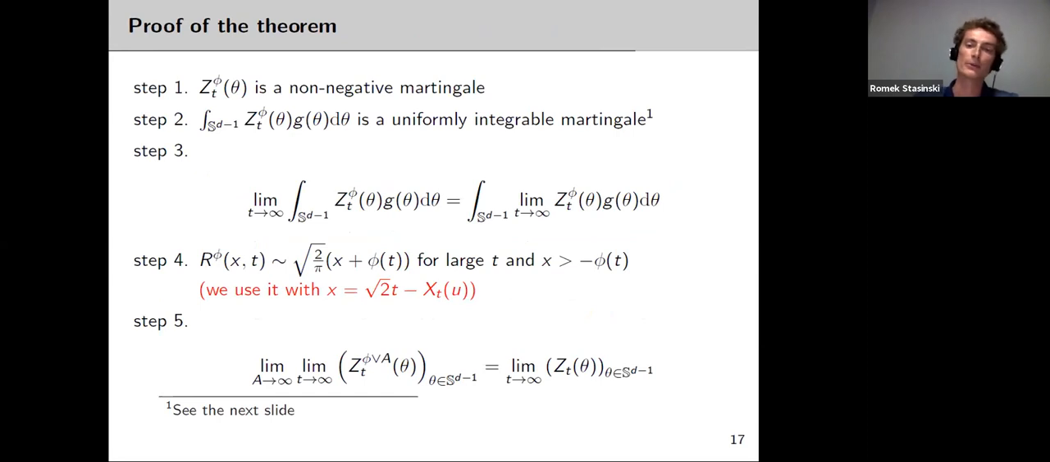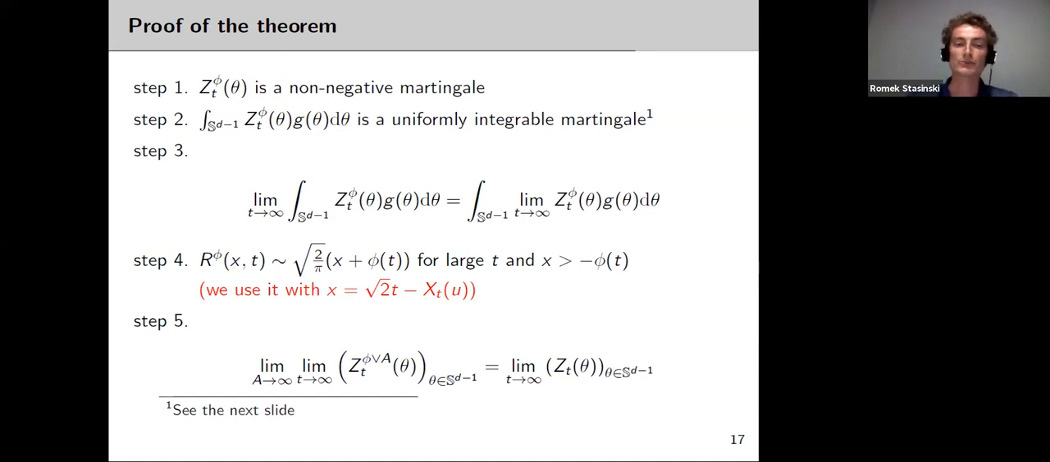Okay, so now we are ready to present the main proof, which consists of 5 main points. First of all, we show that Z_t^phi is indeed a non-negative martingale. Then we look at the scalar product of Z_t^phi with any fixed function g. We can assume without loss of generality that function g is positive. So we look at the scalar product and we prove that it is a uniformly integrable martingale. In step 3, we use the fact that this is a uniformly integrable martingale to show that actually we can swap the limit with the integral.